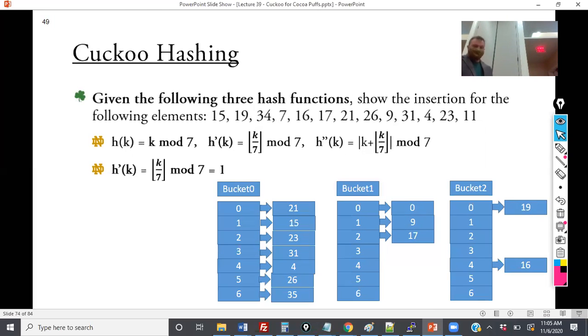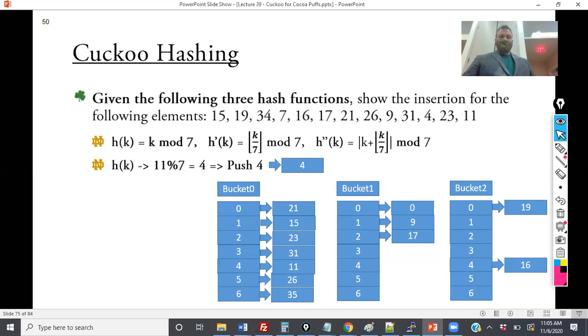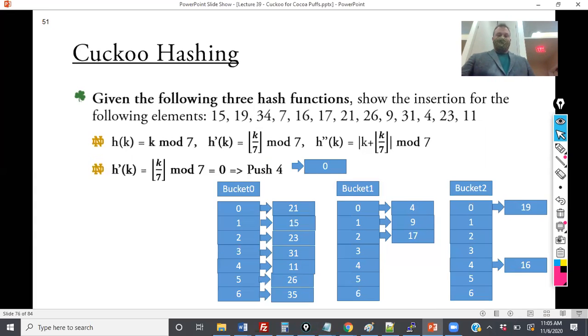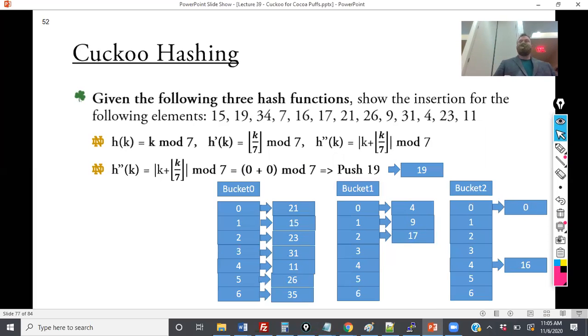And this is going to be 11. So 11 mod 7 is going to be 4, so we're going to bump 4 out. 4 divided by 7 is going to be 0. So we're going to bump 0 out. And then we're going to say, well, 0 plus 0 divided by 7 is 0. 0 mod 7 is going to be 0. So now we're going to bump out 19. Everybody see that? So what do you think we're going to do now?